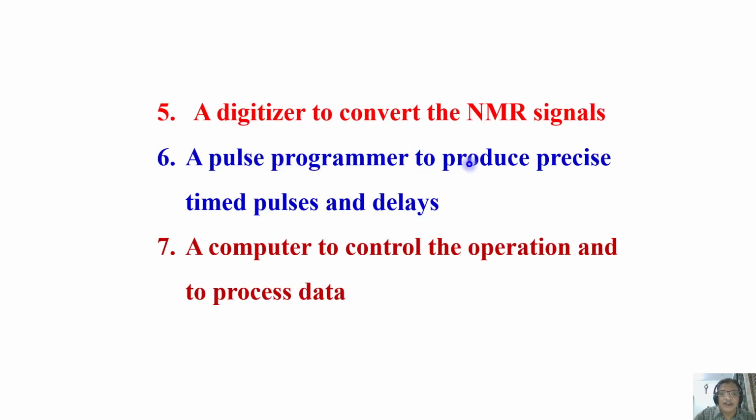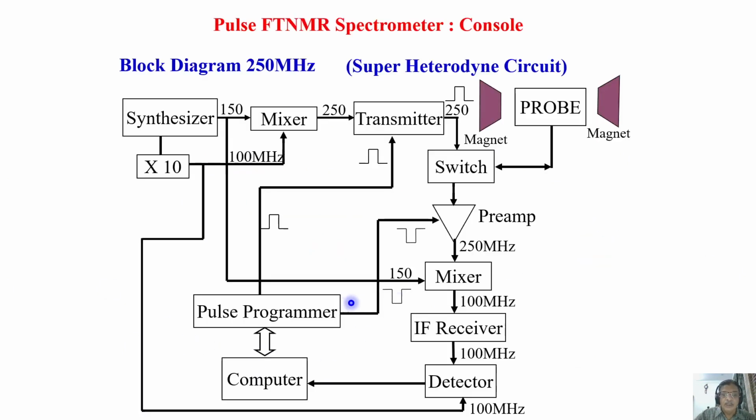And then afterwards, we need to have an analog to digital converter for that, and a pulse programmer to do the job of all those things. We need to precisely time the delay of the pulses, angle of the pulses, phase of the pulses, everything we need to precisely monitor and manage up to nanoseconds, up to microseconds. So we require a very good pulse programmer. And of course, for all this operation to control and manipulate and deal with it, you need a sophisticated computer which does the job of operation and processing of the data. So this is how the pulse FT NMR spectrometer console works.